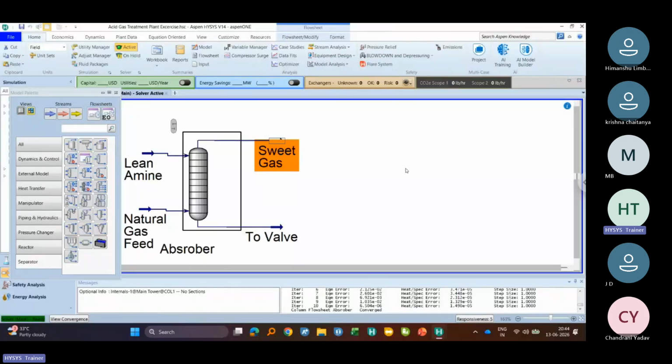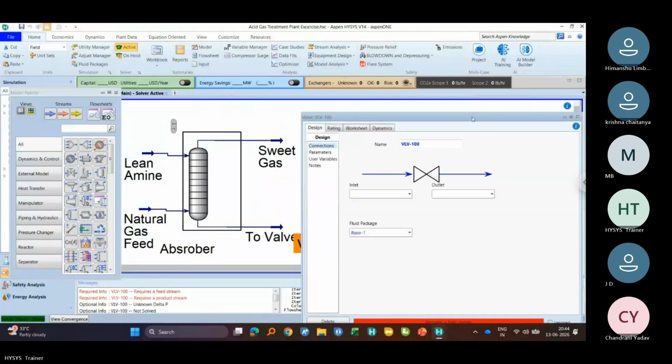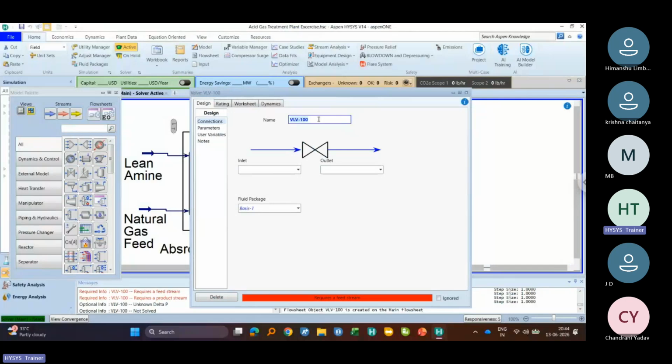Now the next part is we will add a valve to this. We'll add a control valve. Double click on this valve. Just rename it as valve. Inlet is to valve. Outlet is, because after this we will be adding a 2-phase separator, so the outlet will be to separator.